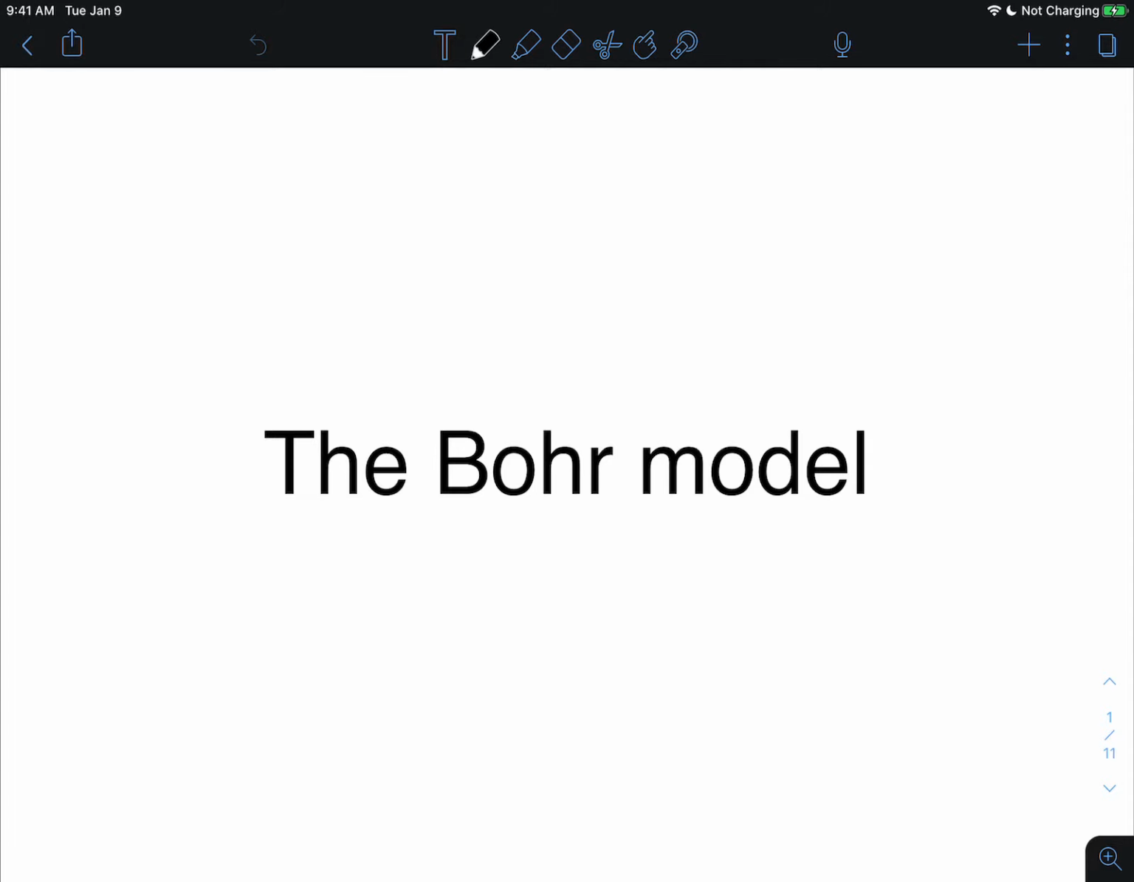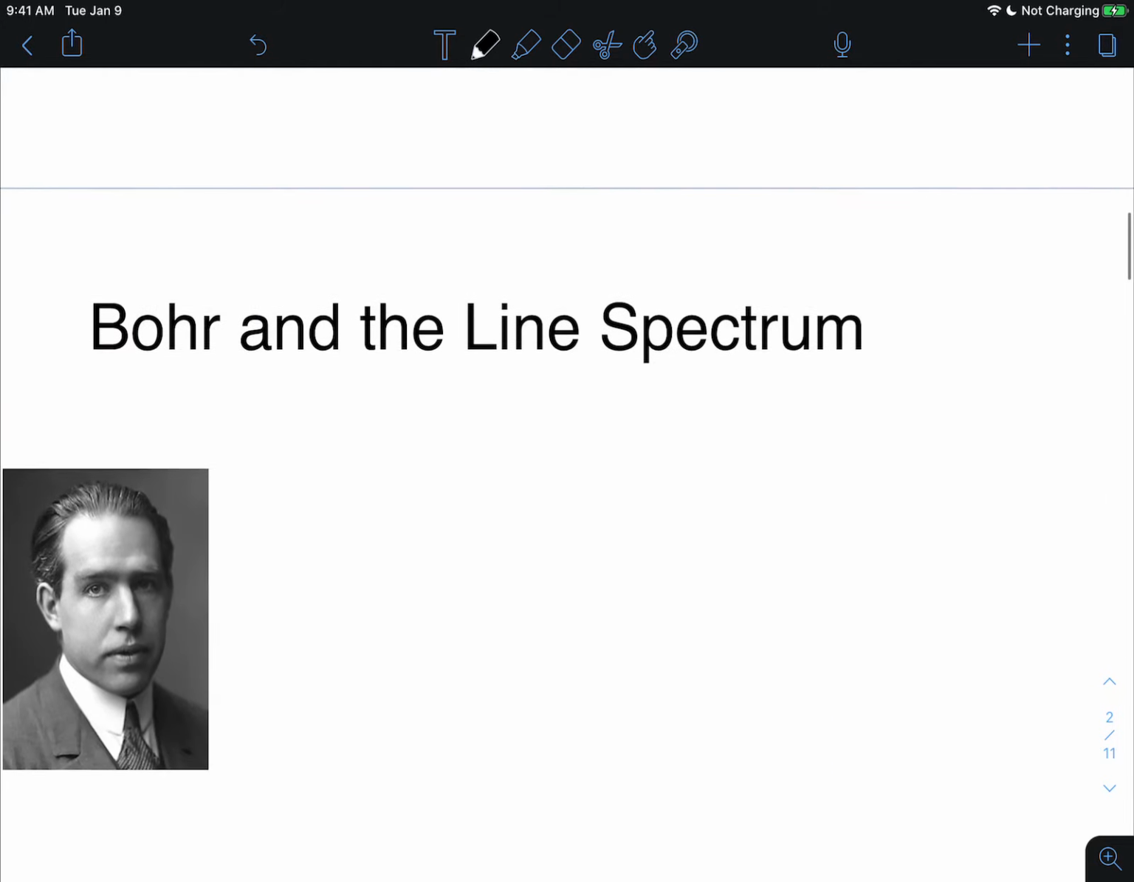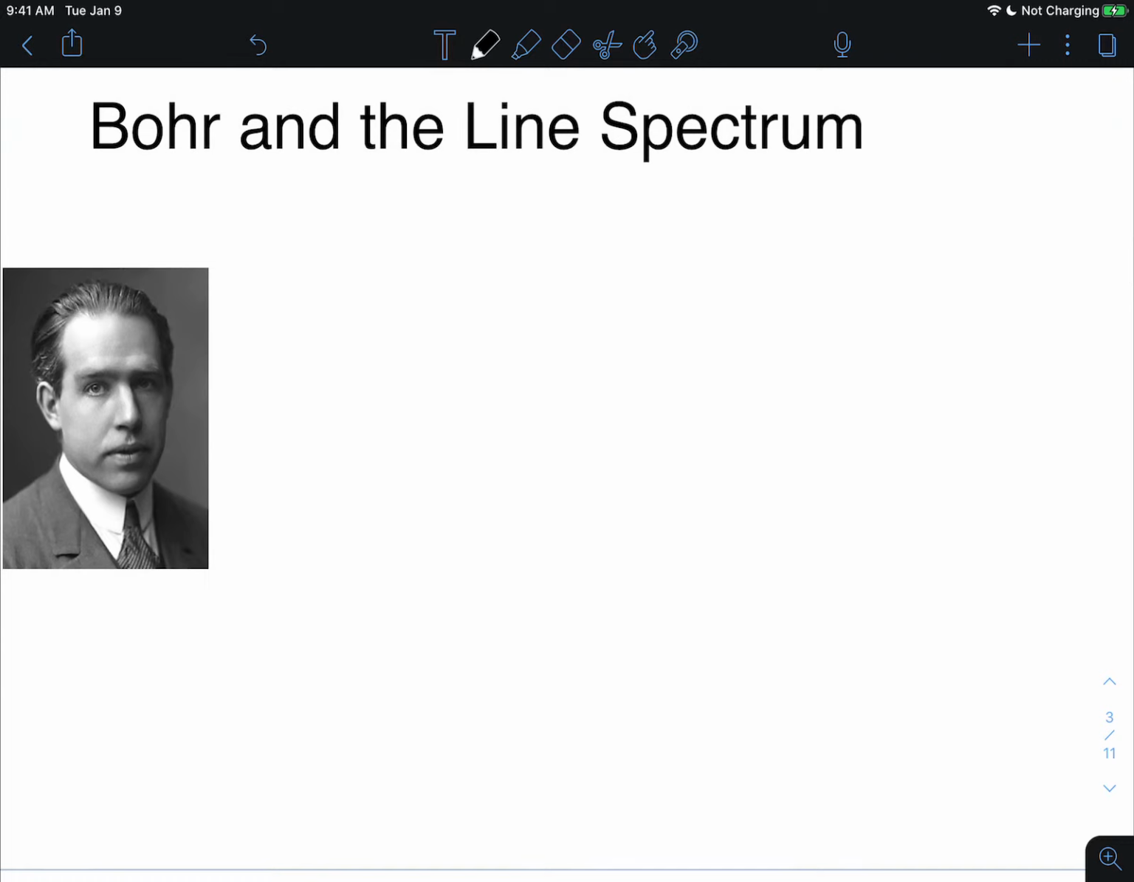Hey guys, in this video we're going to be talking about the Bohr model. So at the end of this video you should be able to describe the tenets of the Bohr model and the experiments that led to the development of the Bohr model, which we kind of already talked about, but we're going to expand upon that, and then recall what the principal quantum number is and how it is related to the Bohr model.